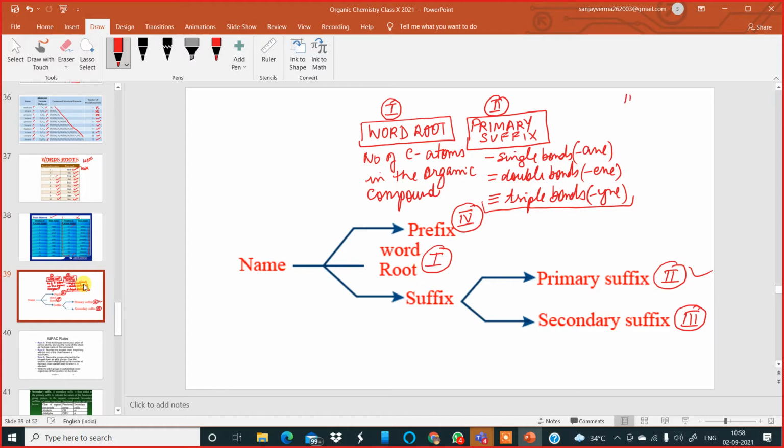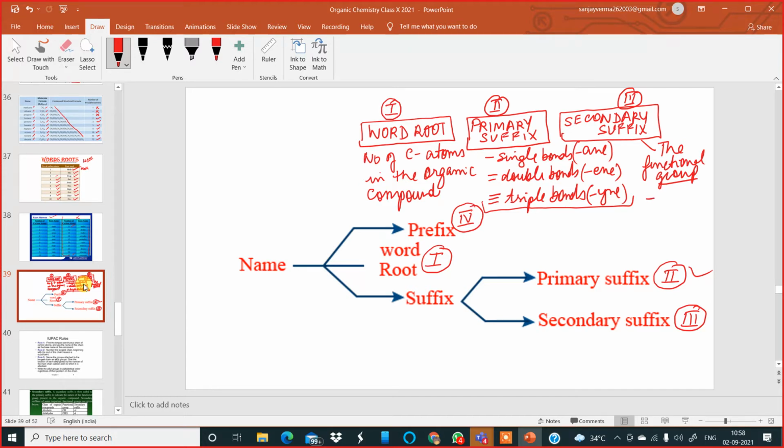After the primary suffix, we have number 3, which is called secondary suffix. Now the secondary suffix tells us about the functional group. Which functional group is there? It tells us about the presence of the functional group.